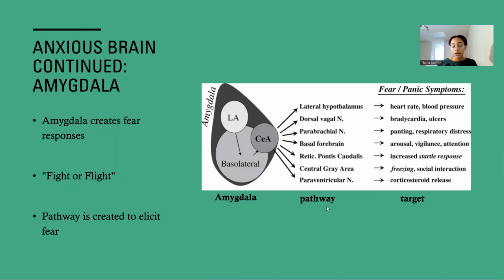And when you go into freeze mode, the pathway it goes through is the central gray area of the brain, of the central nervous system, where you're not able to socially interact with others. So basically what the amygdala wants to do is create a fear response in the body and allow it to properly react to the type of stress it is exposed to.